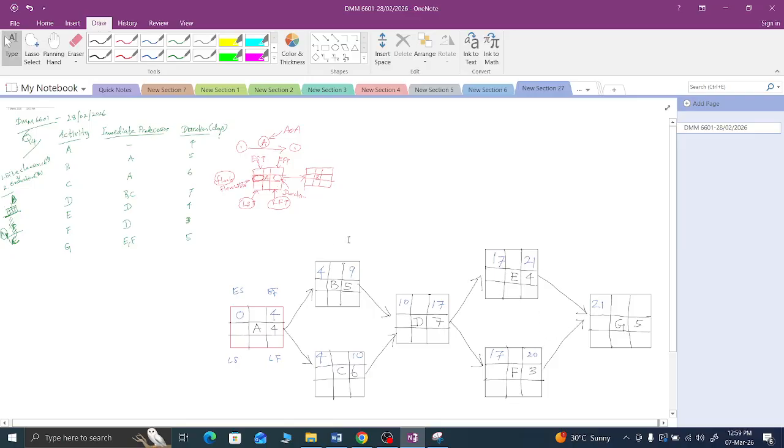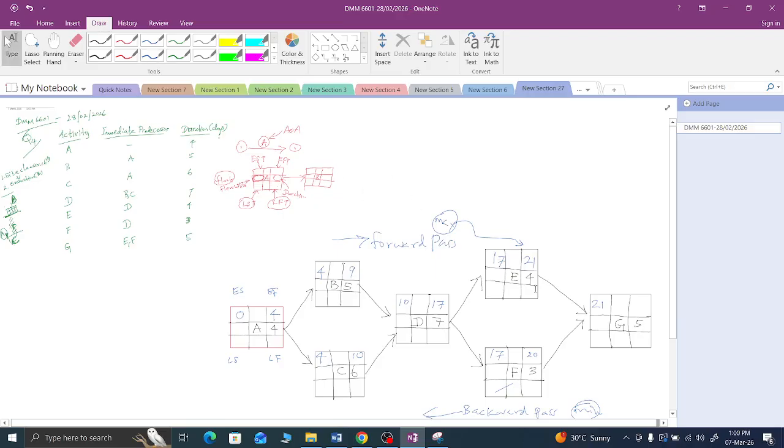That's all. This is called the forward pass, right? We will come to the backward pass also. That backward pass is different. In the forward pass you have to think about the maximum value, the maximum day here. In the backward pass you have to think about the minimum value there, right? I will tell you where we have to consider the minimum.